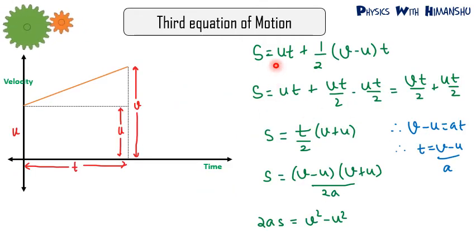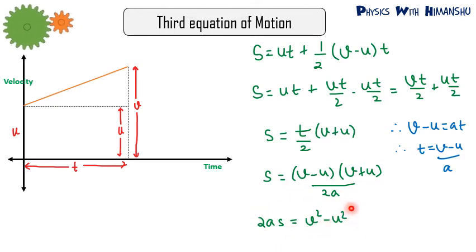Similarly, writing again the second equation of motion, s is equal to ut plus half into v minus u into t. Now if you open this bracket, it becomes ut plus vt by 2 minus ut by 2. So ut minus ut by 2 will be ut by 2. Taking t by 2 common from both the terms, t by 2 into v plus u. Now v minus u is at, so t can be written as v minus u by a. So in place of t we'll write v minus u by a. This 2a will come on that side and 2as will become v square minus u square. This is the third equation of motion.